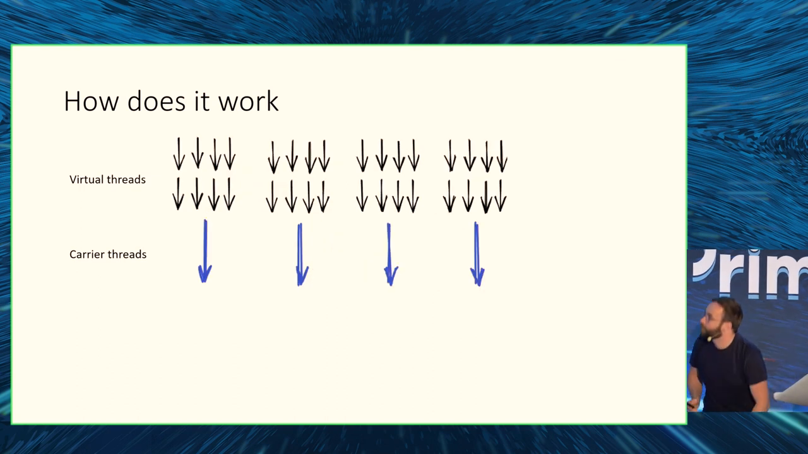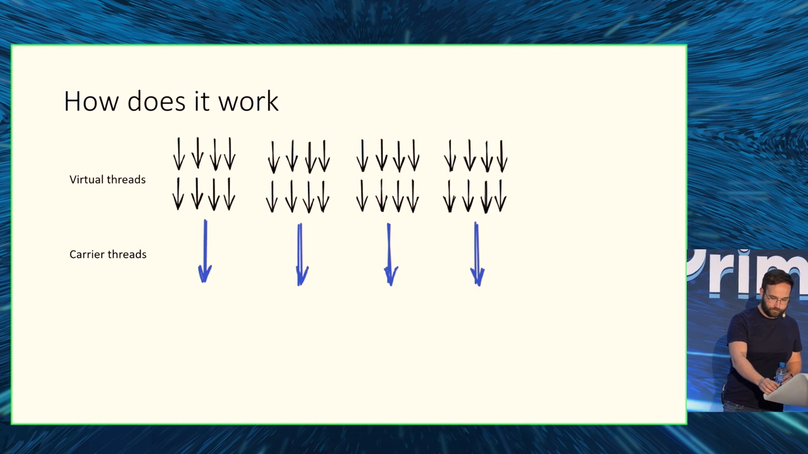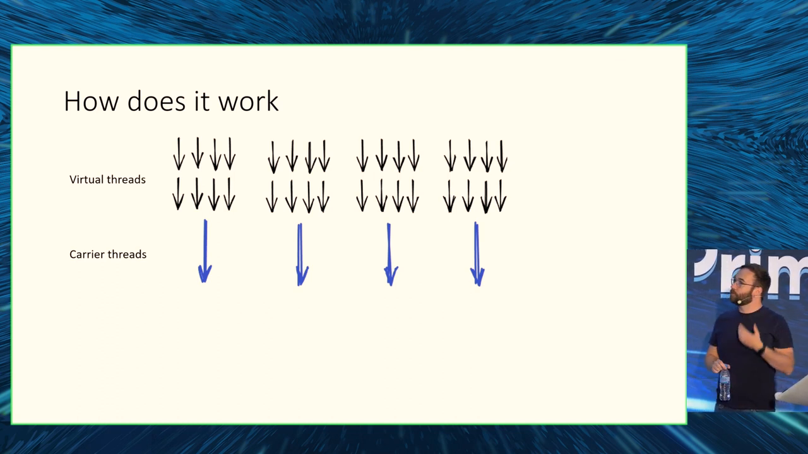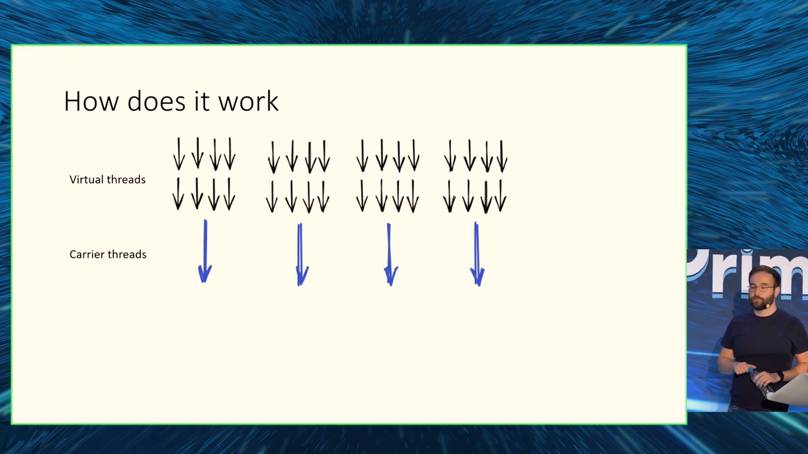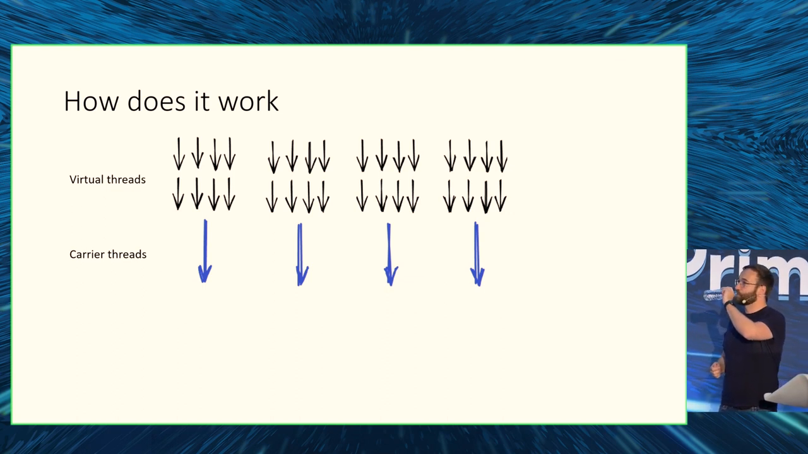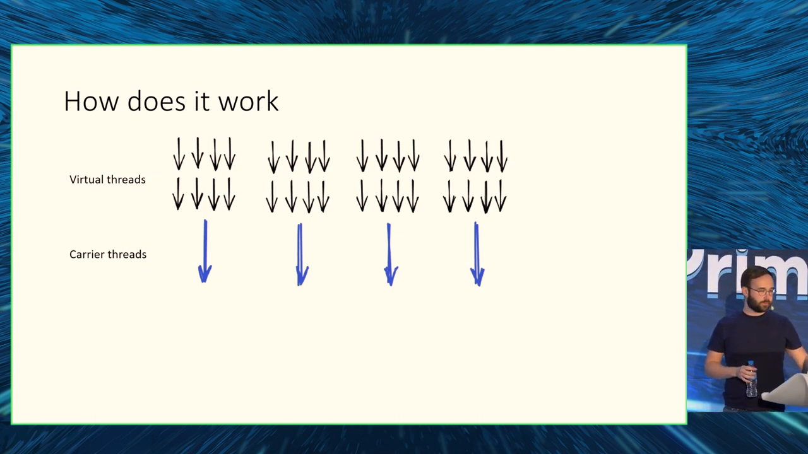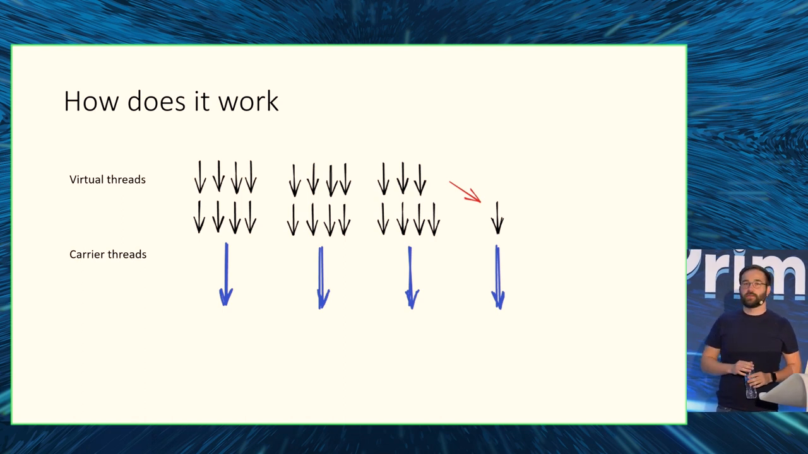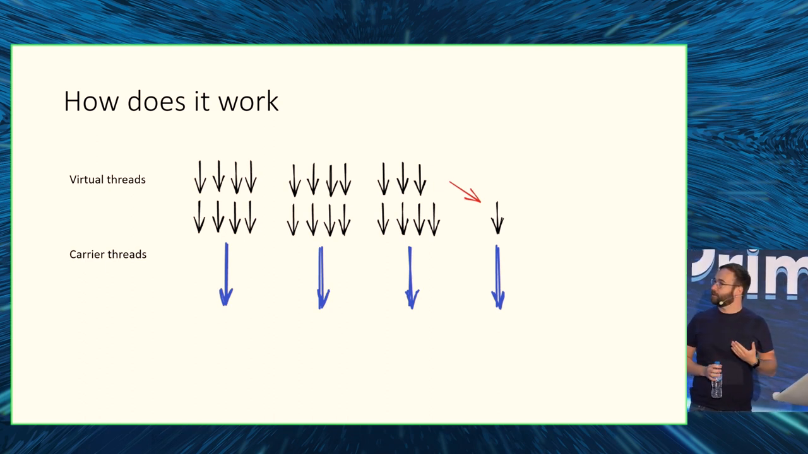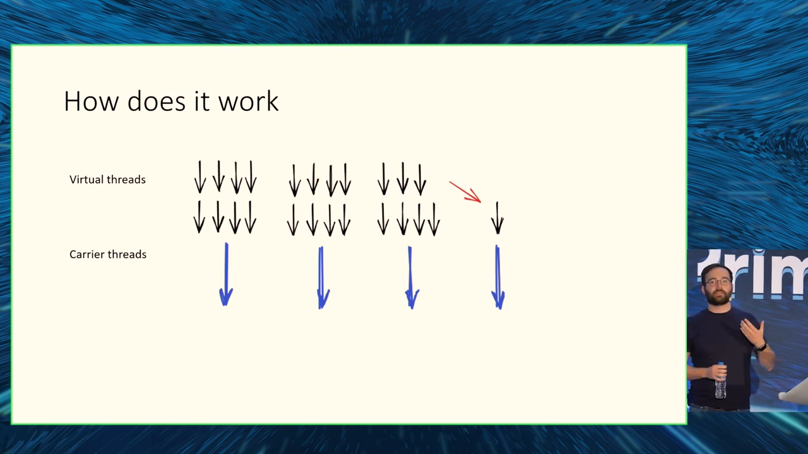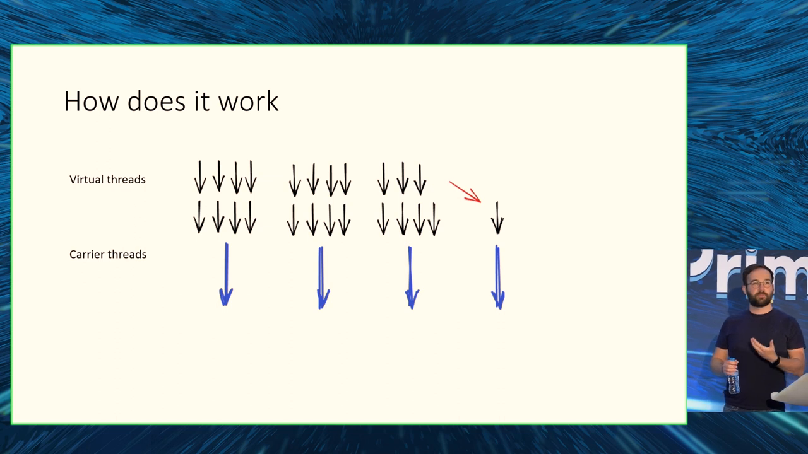So each of my carrier threads gets assigned a pool of virtual threads it has to run. It uses a fork join pool. So each carrier thread has a pool of virtual threads it has to work through. And because it uses a work stealing scheduler, when a carrier thread is done with its virtual threads, it will just steal a virtual thread from another carrier thread's pool. The best thing about this is that my carrier threads, which are my very expensive platform threads, are always running. They always have something to do because there are always virtual threads to run.